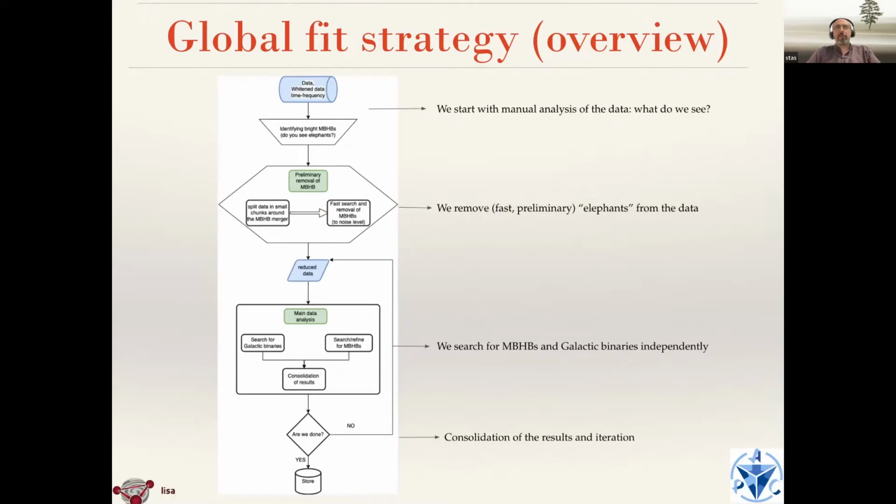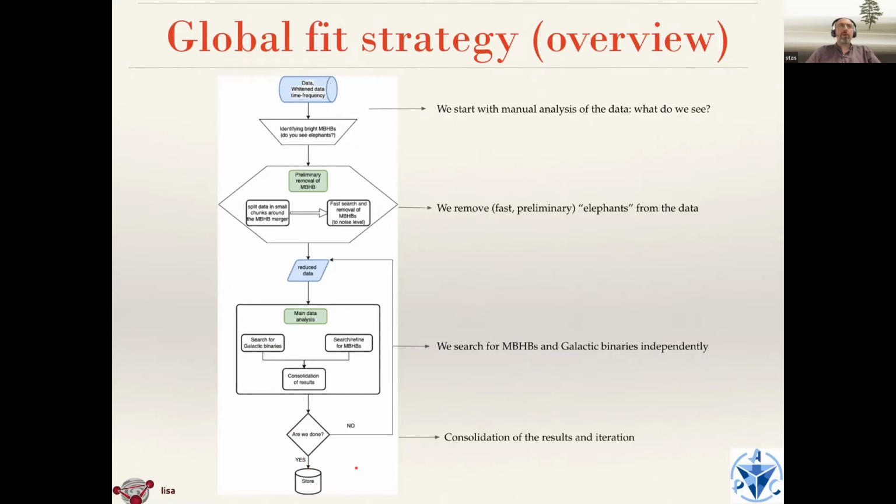What we want to do first in this step is remove these elephants from the data and then go after something a bit weaker. So what we produce is reduced data. I call reduced data, sometimes also called residuals, data minus some gravitational wave signals. Then we make two parallel steps: we search for galactic binaries, and we search for massive black holes. We consolidate the results, check whether we are done or not, and iterate this step again and again until we're done and save the data.